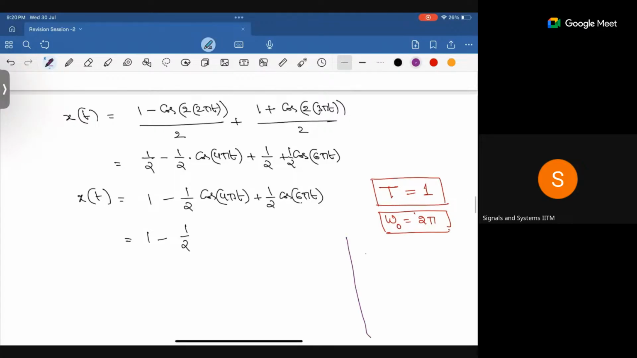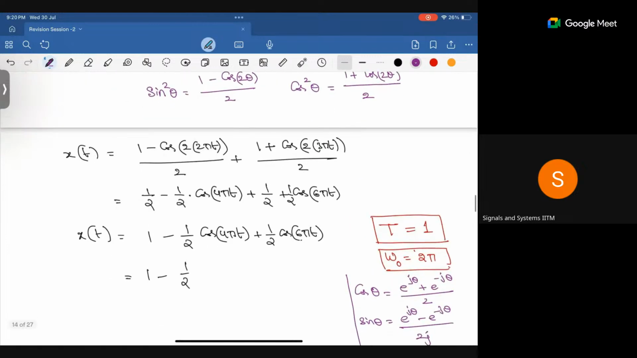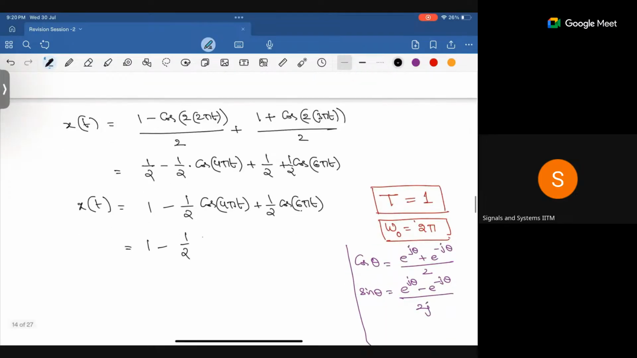Again, I think we have discussed this very recently, right? So cos theta, I can write as (e^(j theta) + e^(-j theta)) / 2. Am I correct? Yes, sir. Correct. And sin theta, we can write as (e^(j theta) - e^(-j theta)) / 2j, right? So don't forget these formulas, okay? These are really important. And yeah, we'll use the same thing.